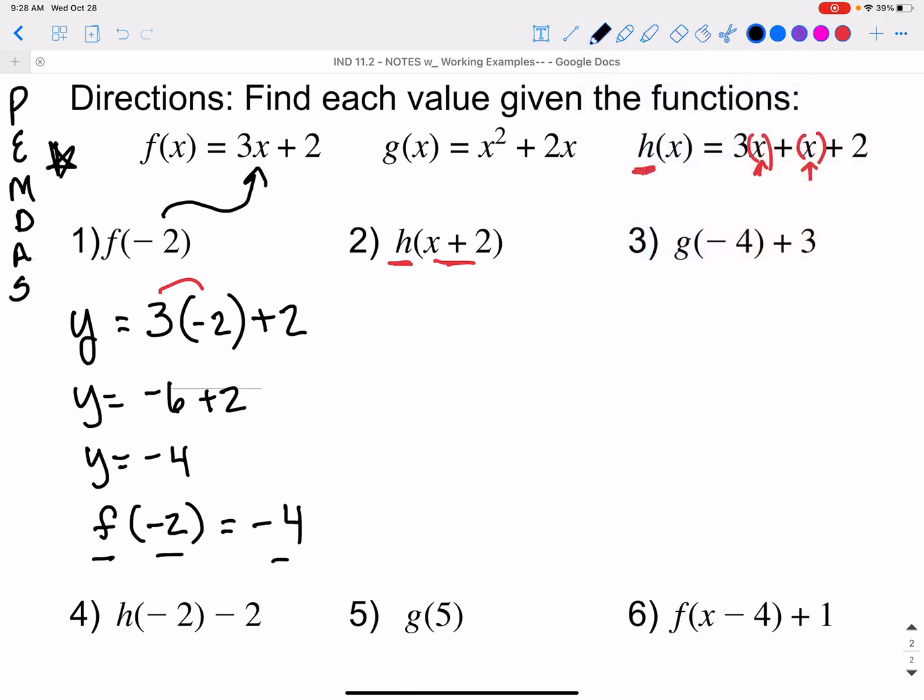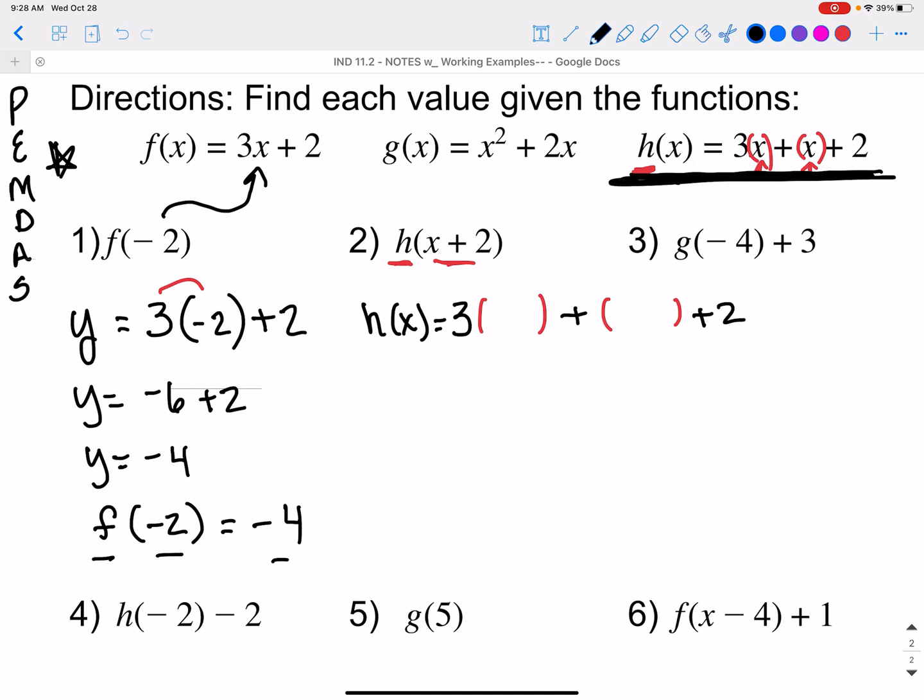All right, so I've got my h of x equals, right here. My h of x, that's what I'm using. 3, I'm going to use my brackets here, x plus x plus 2. Okay? Hopefully you can see that what I just wrote matches this perfectly, right? H of x equals 3x, I left my brackets open, plus x plus 2.